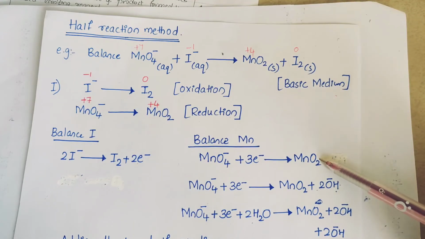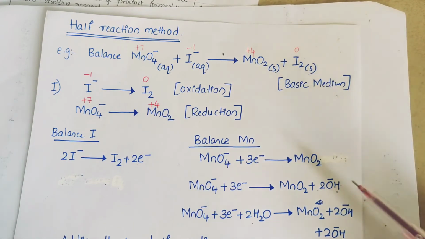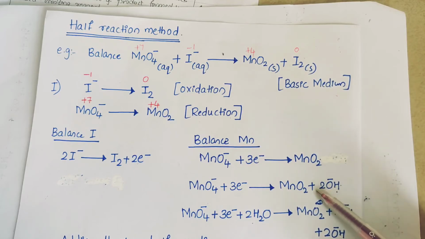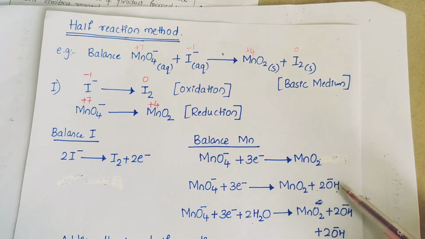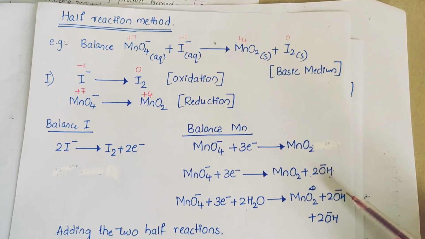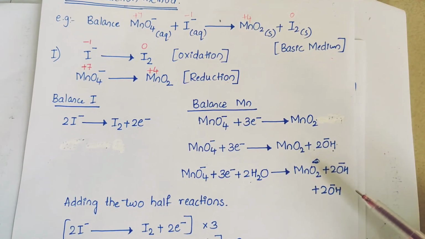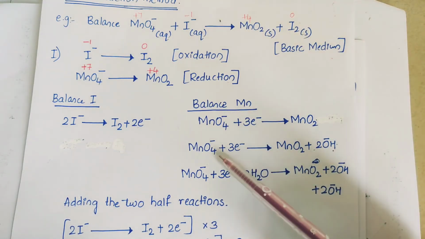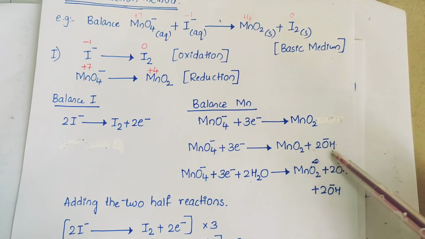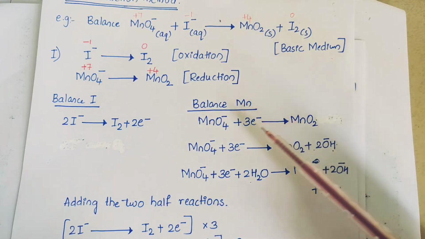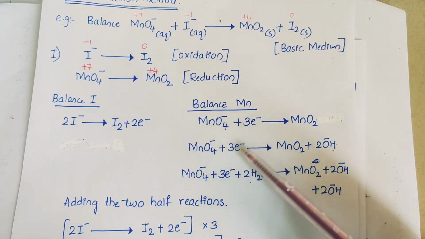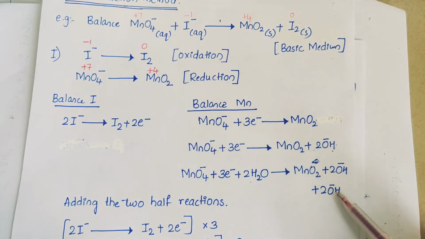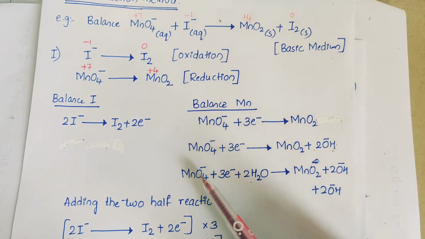So to balance oxygen in a basic medium, I have to add OH minus. So I'll add 2 OH minus on the product side. Okay. Now you have to balance hydrogen. To balance the hydrogen atoms, you are supposed to add water to the deficient side and an equal number of OH minus to the other side. Okay, so how many hydrogens are there here? 2 hydrogens on the product side. So I have to add water on the opposite side, here 2 water and 2 OH minus on the other side. So that only has been done here.